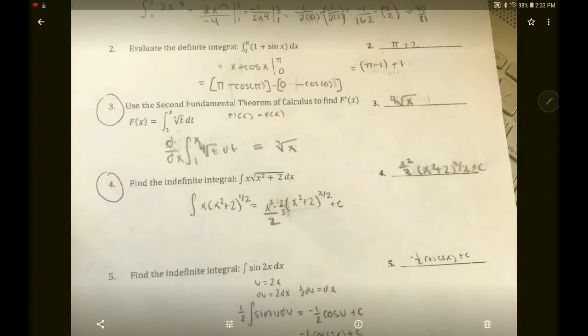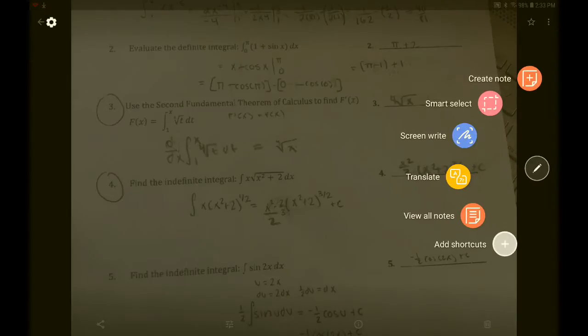Hi, Nithya. I looked these problems over, and number three is right about the second fundamental theorem of calculus. You did that just right. Number four and number six are wrong, and I'm going to talk to you about these two.